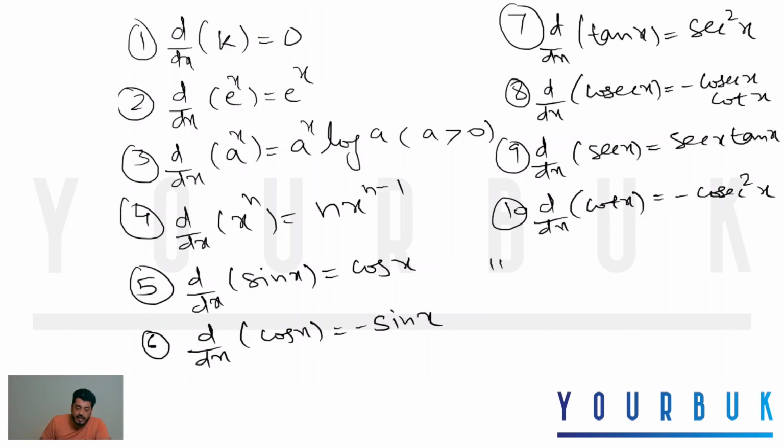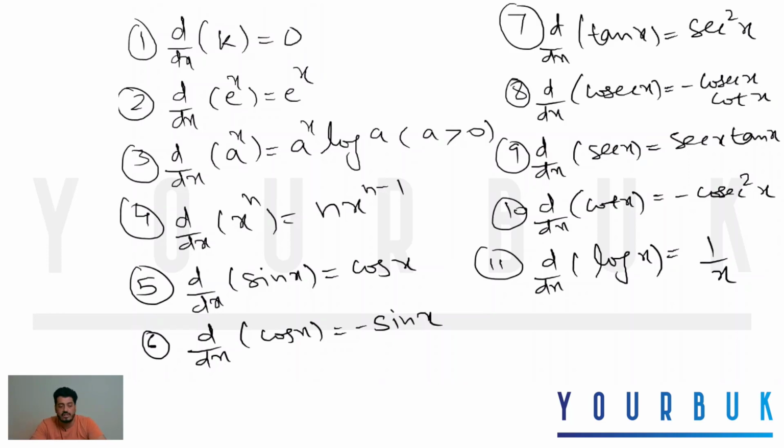And then we have the derivative of log x, which is going to be 1 by x. So these are the standard 11 derivatives which you should know. There are 6 trigonometric ones, and then we have the constant function, exponential, and a to the power x, and then x to the power n and log x. In class 11 we derived these formulas using the first principle method, that is the basic definition. In class 12th, we are just going to apply them. So you should know these 11 basic formulas. I hope you have all noted them down.